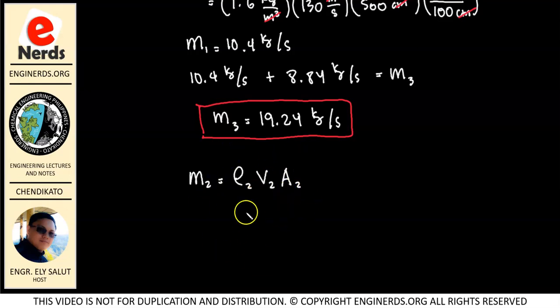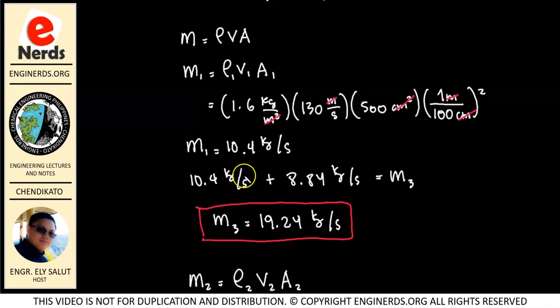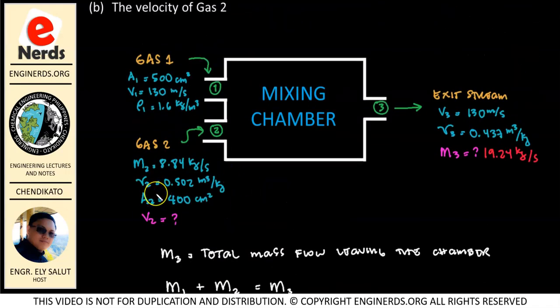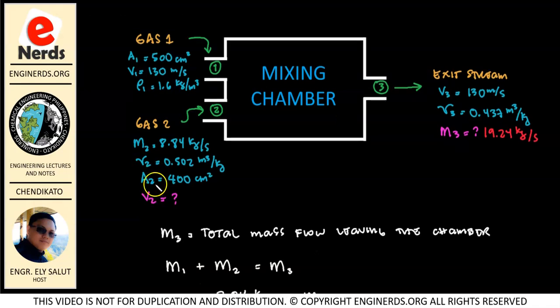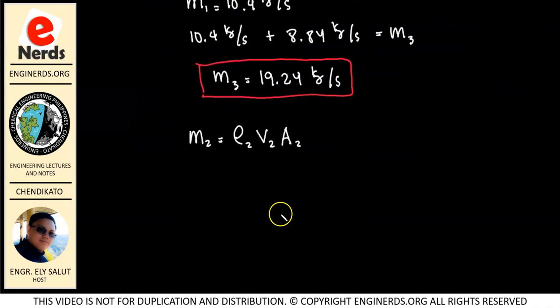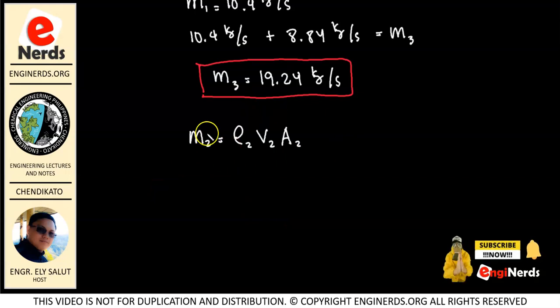Now, we do not know the density of our gas in stream 2. Okay? Pero given naman sa atin ang specific volume niya, which is 0.502 cubic meter per kilogram. And it is just the inverse of our density, di ba? So we will have our M2, which is equal to our velocity of the fluid in stream 2 times the area in stream 2 over our specific volume in stream 2.